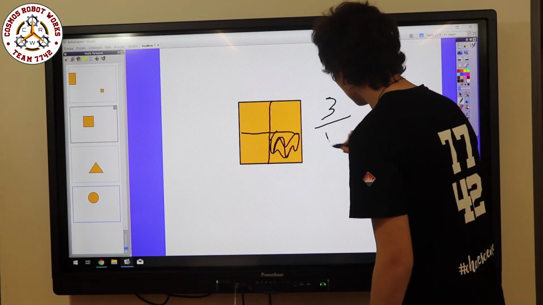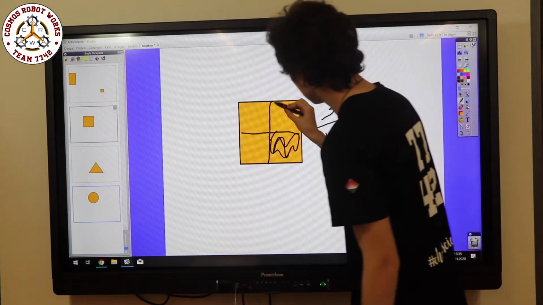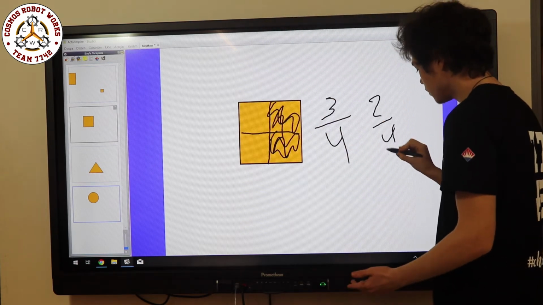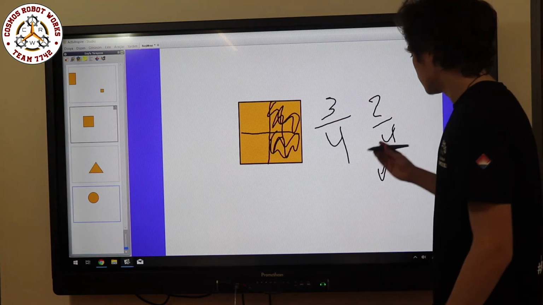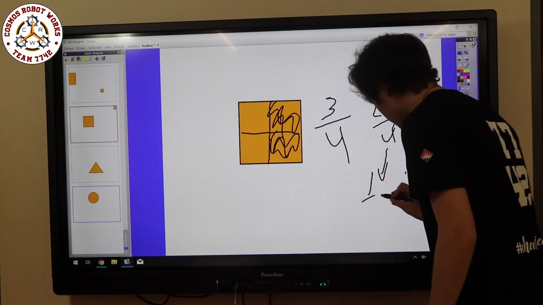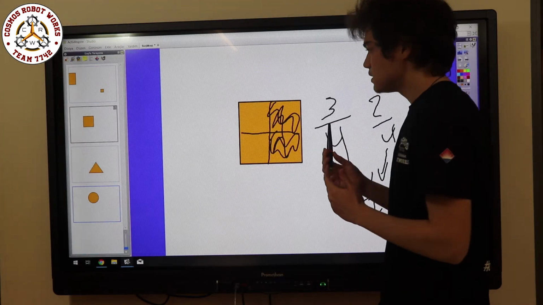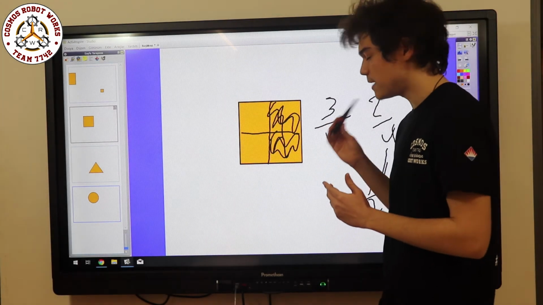3 out of 4. If we eat another piece, there's 2 out of 4, which can then be turned into 1 divided by 2. Now, this is used in lots of terms in maths. It's like one of the basic things.